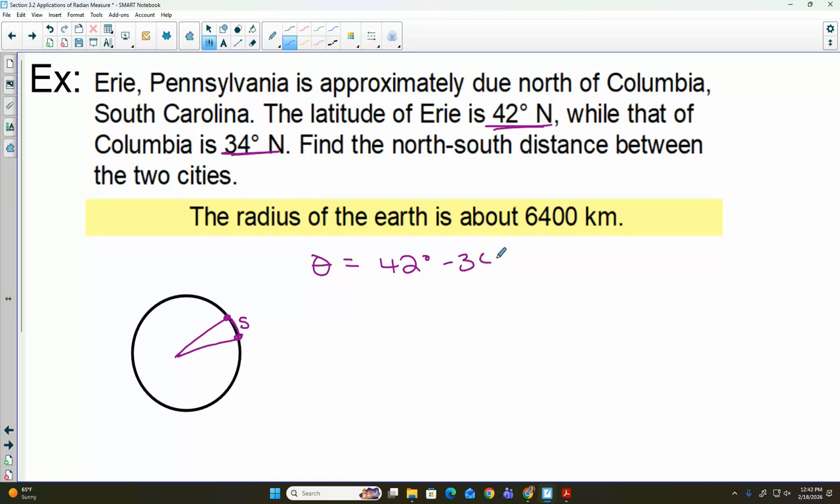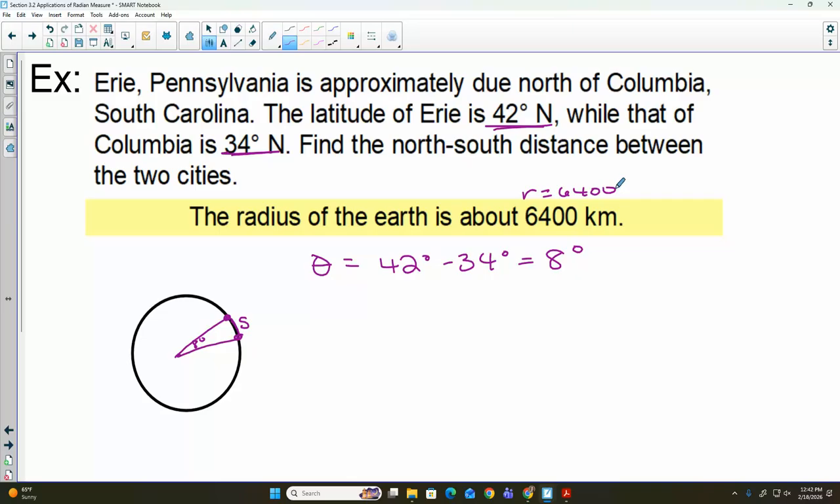We get 8 degrees. So that's the measure of this angle here. So I gave you the angle, and I gave you the radius. So we can find our arc length now.